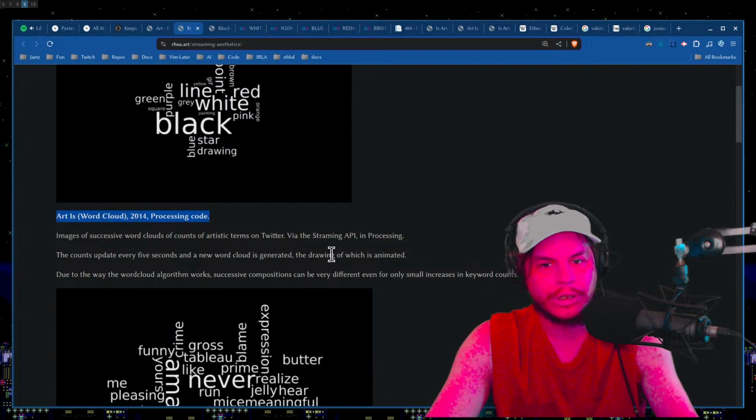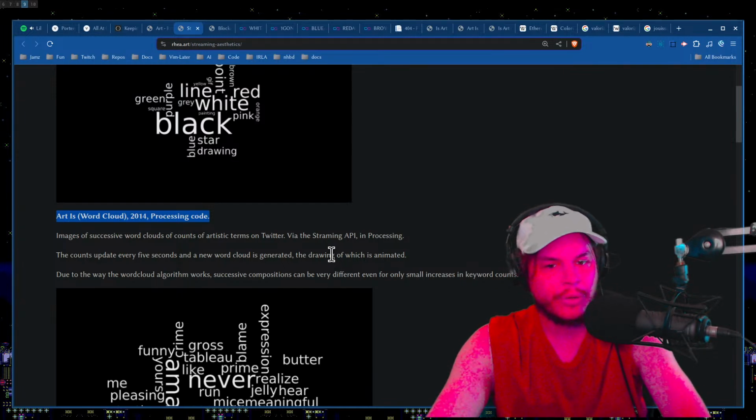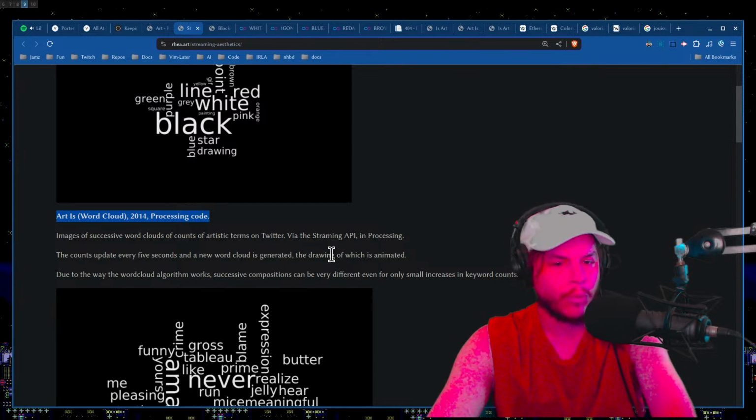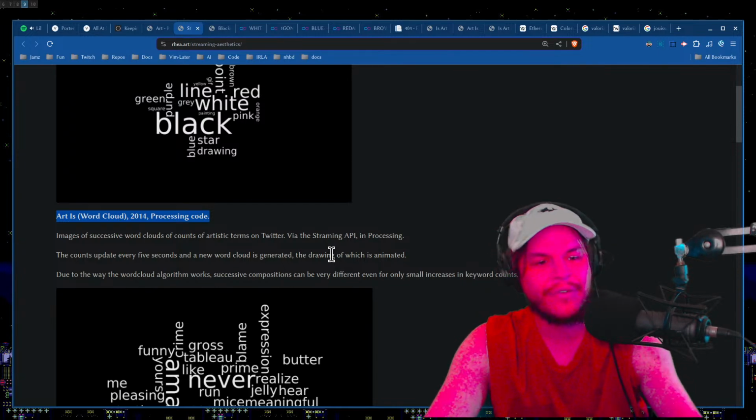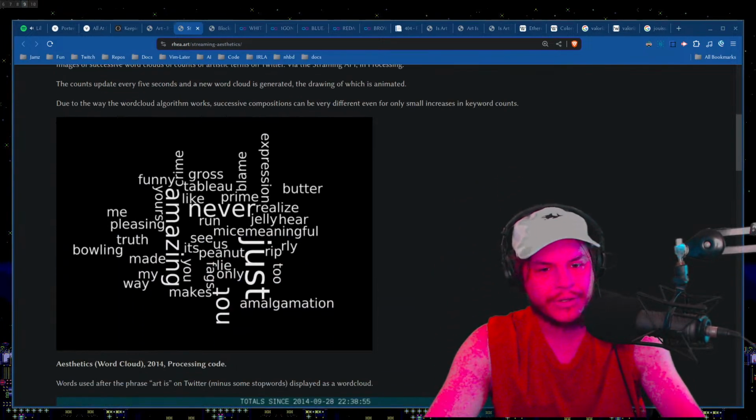This is art as word cloud. So, images of successive word clouds of counts of artistic terms on Twitter via the streaming API in Processing. The counts update every 5 seconds and a new word cloud is generated, the drawing of which is animated. Due to the way the word cloud algorithm works, successive compositions can be very different even for small increases in word count. So we're going to see what people talk about, truth and whatnot.